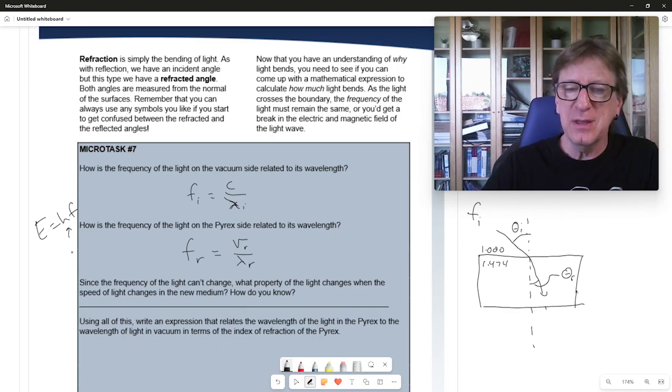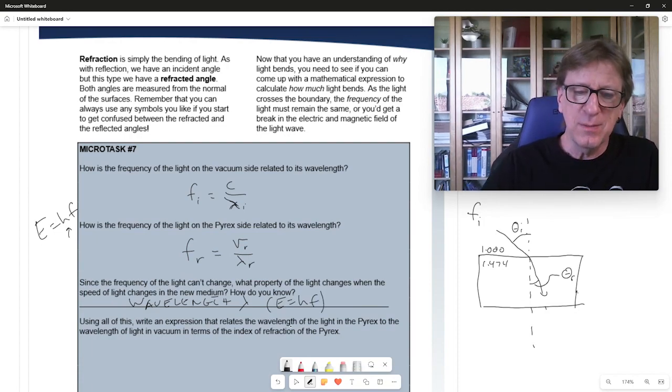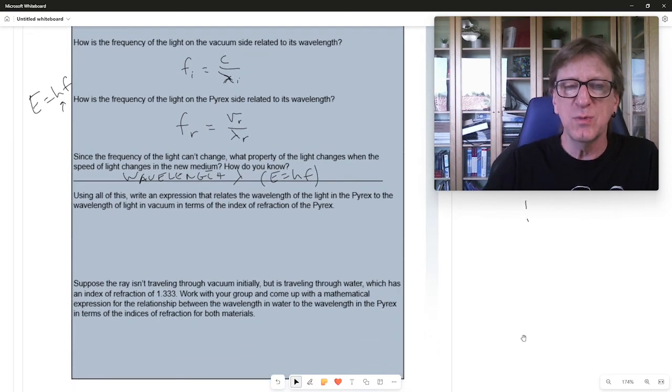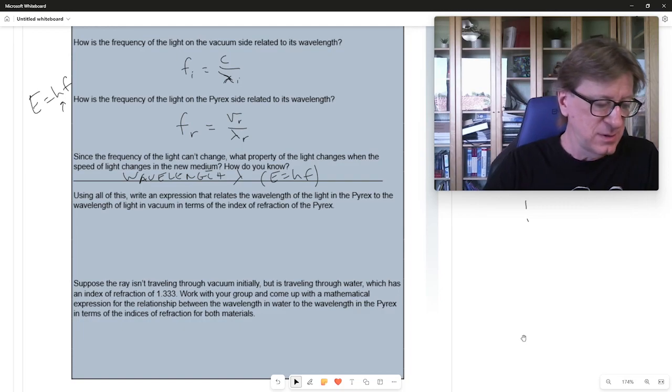So what property changes when the speed of light changes? If the frequency can't, you only have one other choice, and that's going to be the wavelength, right? So my wavelength, lambda, can change, and that's because E equals hf, and I have conservation of energy with this. Okay, so what we want to do now is put all of this together so that I get an expression that relates the wavelength of light in Pyrex to the wavelength of light in vacuum in terms of the index of refraction of the Pyrex.